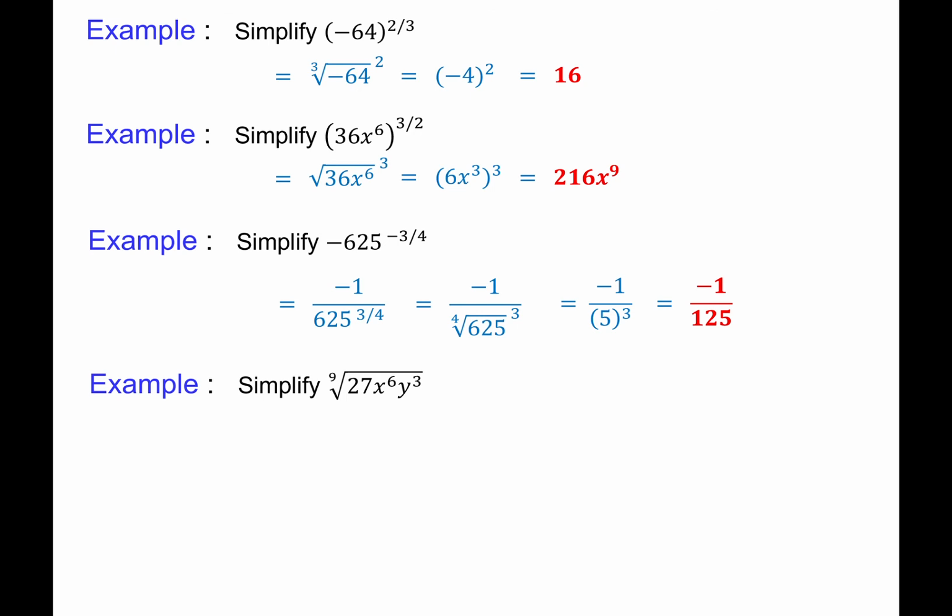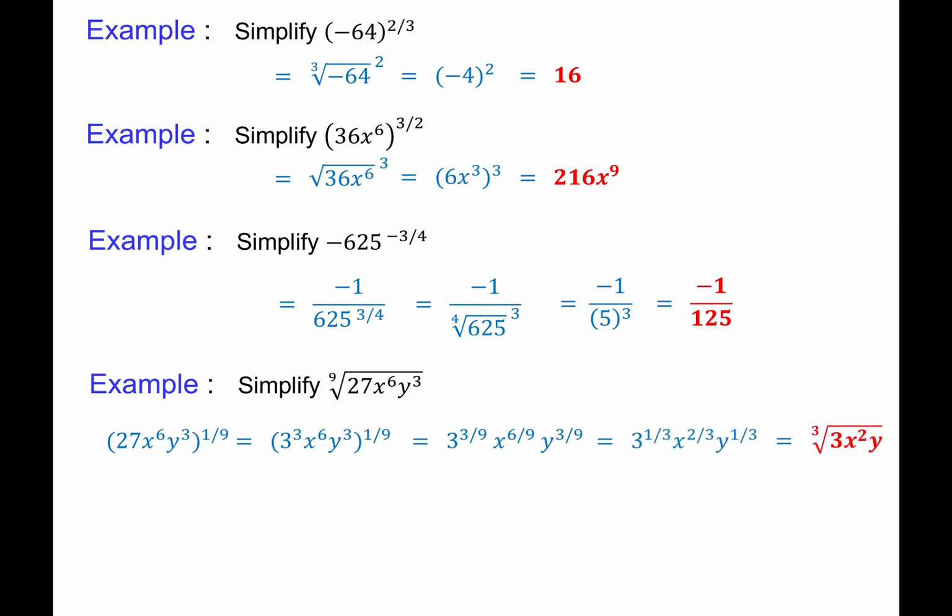Next, we have the ninth root of 27, the ninth root of 6, and the ninth root of y to the third. It's kind of gross. That's 3 to the third. So all we're going to do is change these to something a little bit nicer. That's 3 to the 1/2, 3 to the 2/3, y to the 1/3. So if we wanted to simplify it, we could leave it like this. And then finally, we can distribute these and multiply.